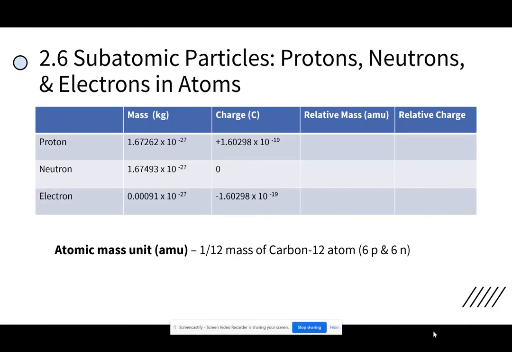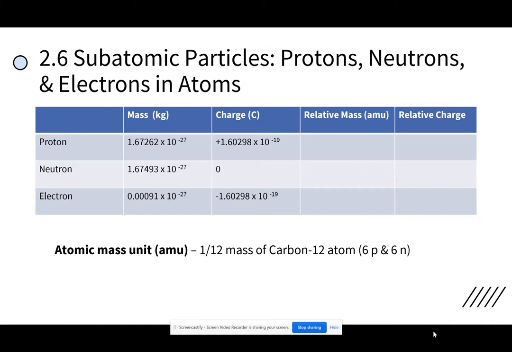All right, so as I'm sure you already know, in an atom are 3 subatomic particles: protons, neutrons, and electrons. If we look at their mass in kilograms, we can see that they are very, very, very, very, very small. 1.67 times 10 to the negative 27 for protons and neutrons, and then even smaller than that for electrons. You can also see there's a charge in coulombs, which is the SI unit of charge. Proton is positive 1.6 times 10 to the negative 19. Electron is negative 1.6 times 10 to the negative 19.